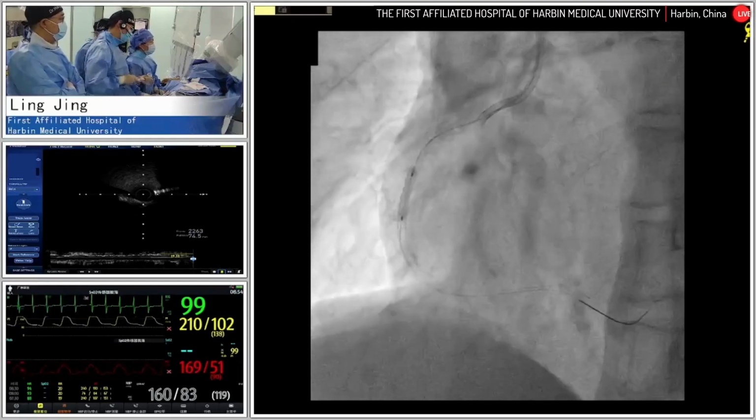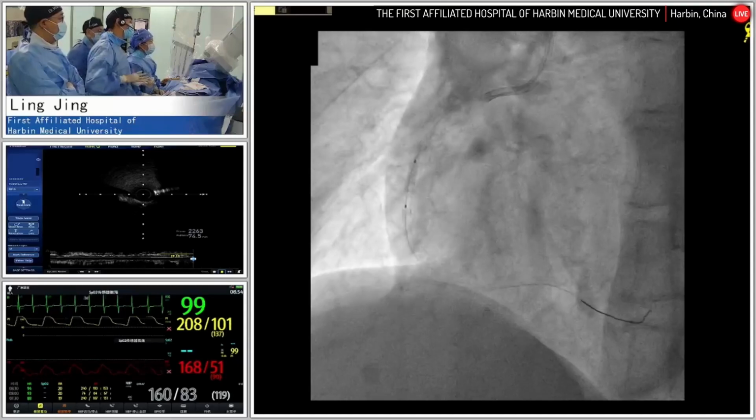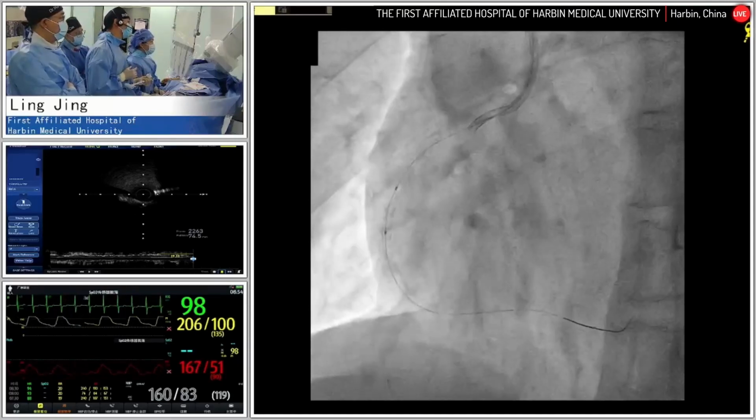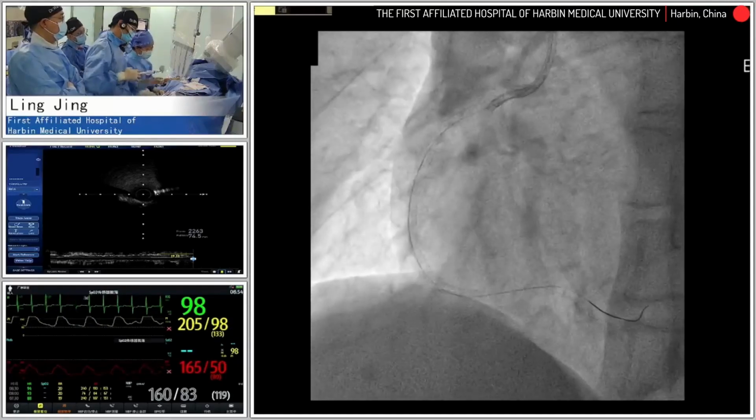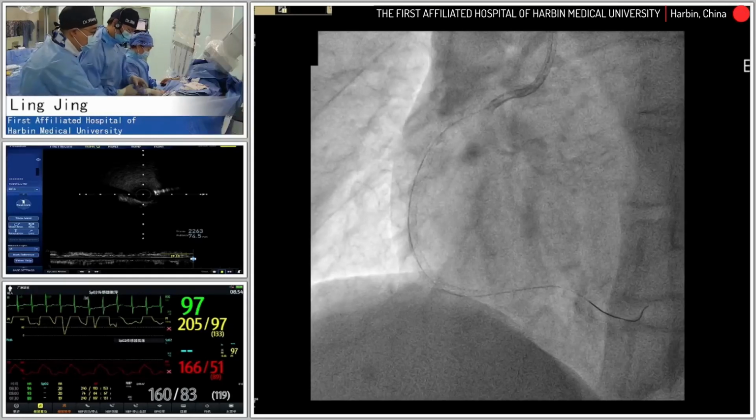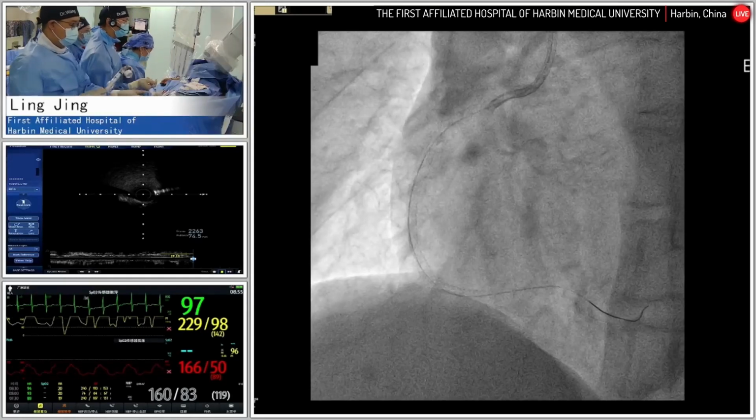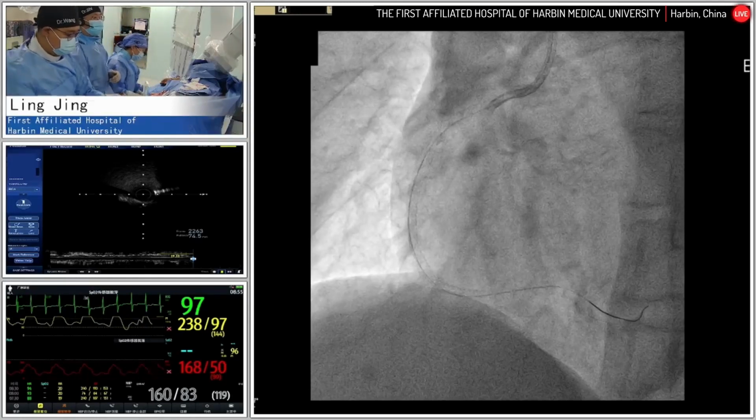Okay, this is a 2.5 NC balloon that we are going to use to dilate the stent with a relatively high atmosphere, because we can see the plaque burden is high and the stent is not well expanded after the initial stent deployment.